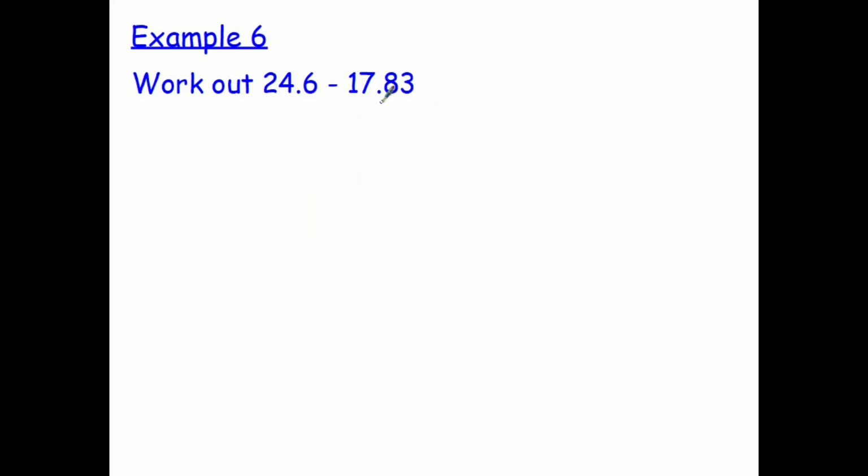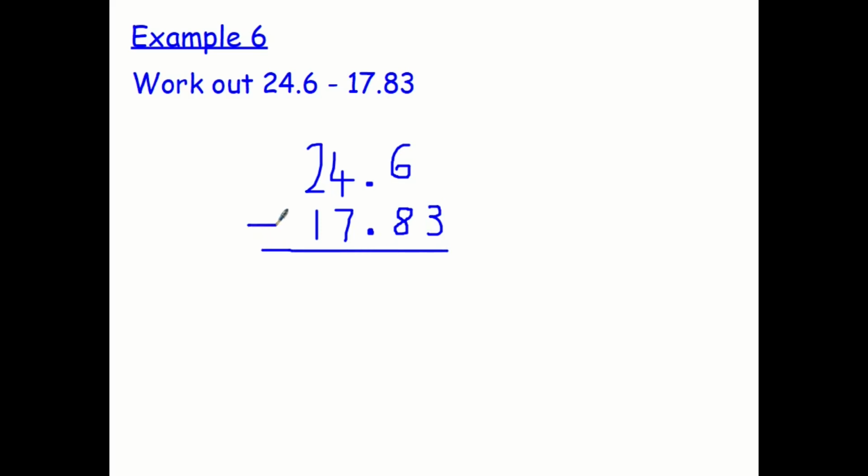Example 6, 24.6 take away 17.83. So line up the decimal points, really, really important. And again, I can see that my 17.83 has a number in the hundredths column, whereas this one above doesn't. But I'm going to make sure that I've kept everything in line and put a 0 there.